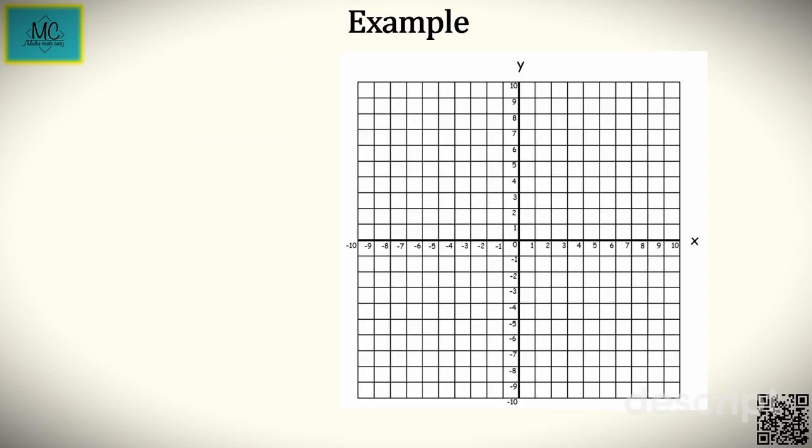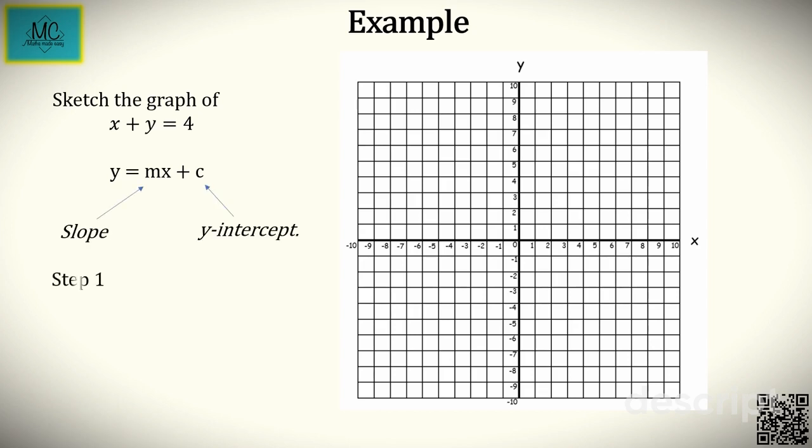Let's take this example and sketch the graph of the equation x plus y is equal to 4. To sketch the graph, we can start by converting the equation into the slope intercept form, which is y is equal to mx plus c, where m is my slope and c is my y-intercept. So step 1 is converting to slope intercept form, from x plus y is equal to 4. Take x to the other side to isolate y on one side.